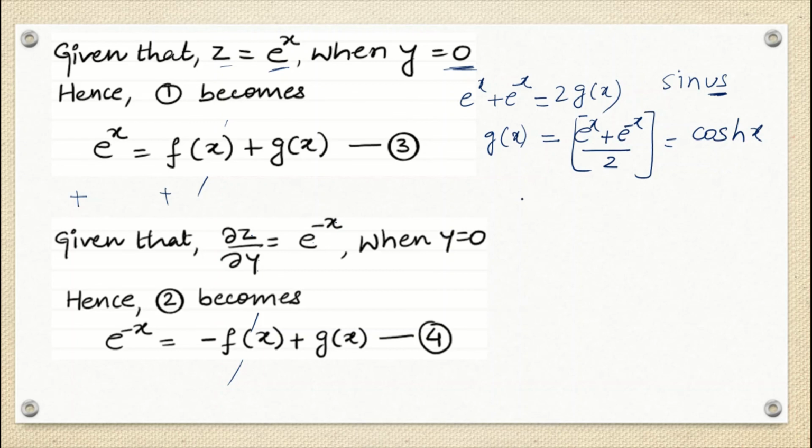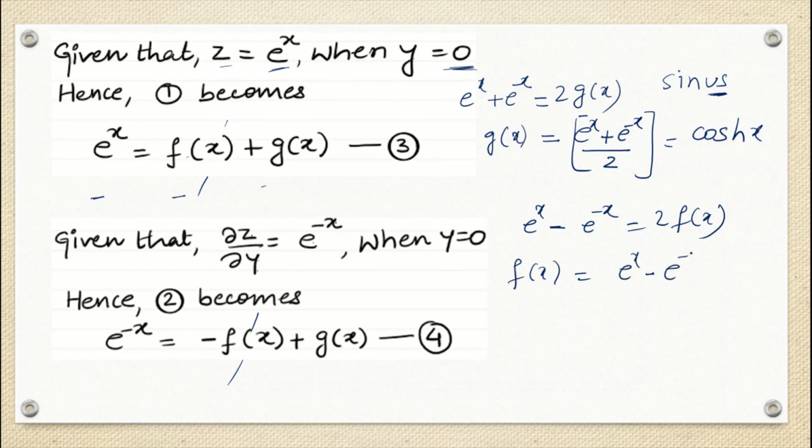And what will be your f(x)? To get f(x), you can subtract these two equations: e raised to x minus e raised to minus x. Since I am subtracting, f(x) minus of minus f(x) will be 2 into f(x), and g(x) and g(x) will get cancelled. So f(x) is nothing but e raised to x minus e raised to minus x divided by 2. That means here you got sine hyperbolic x. And then you got f(x) and g(x).